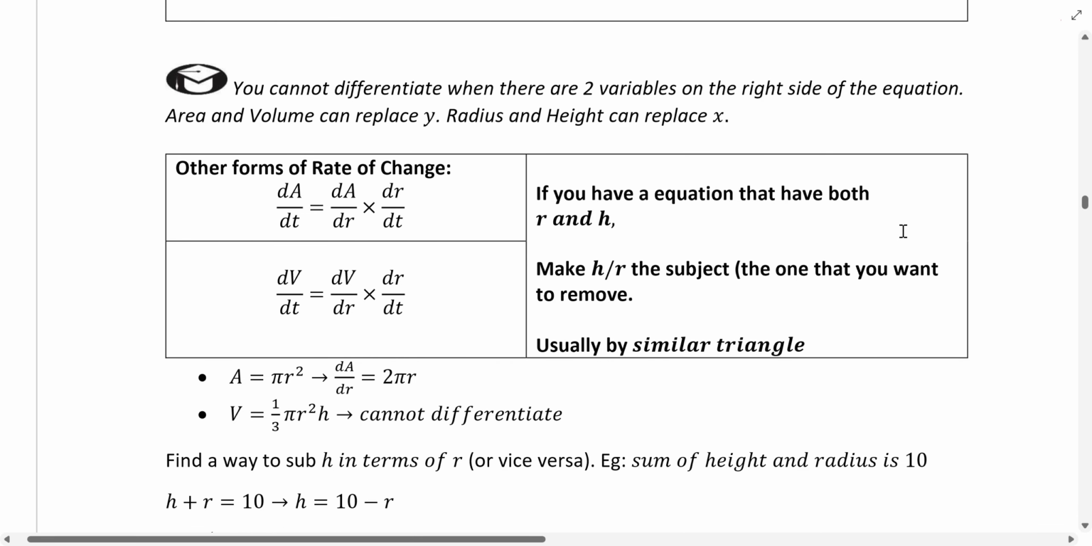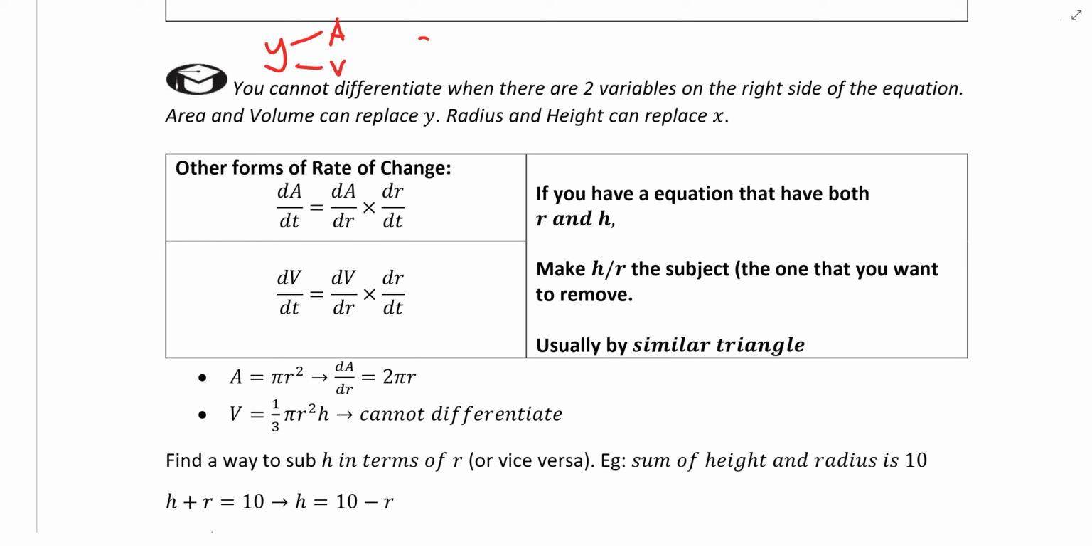When it comes to application of rate of change, the first thing you have to remember that Mr. Ivan is going to tell you is the y can change to area, can change to volume. The x can change to height, can change to radius. So that's the first thing you have to remember. The second thing is, when there are two variables on the right side, you cannot differentiate. If you have an equation with both r and h, you cannot differentiate.